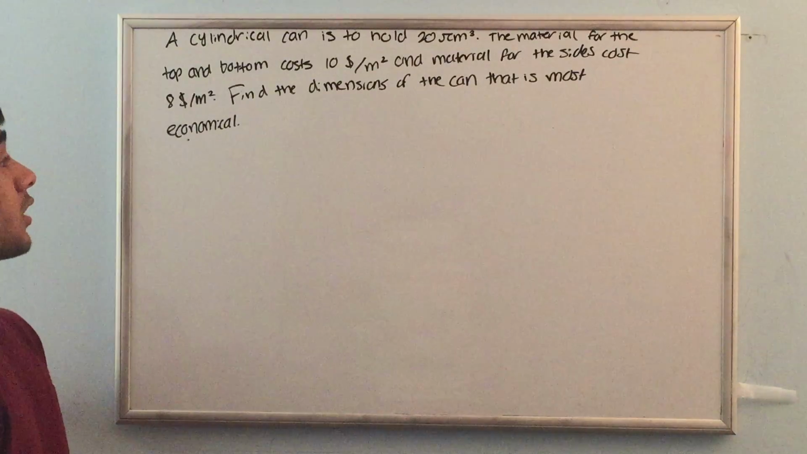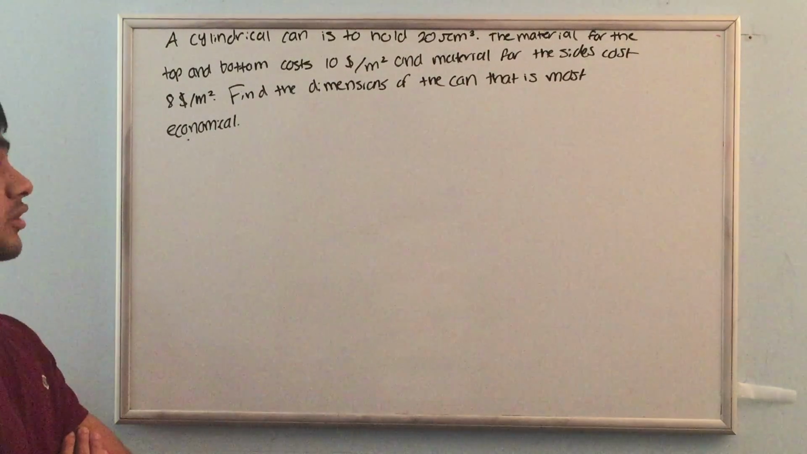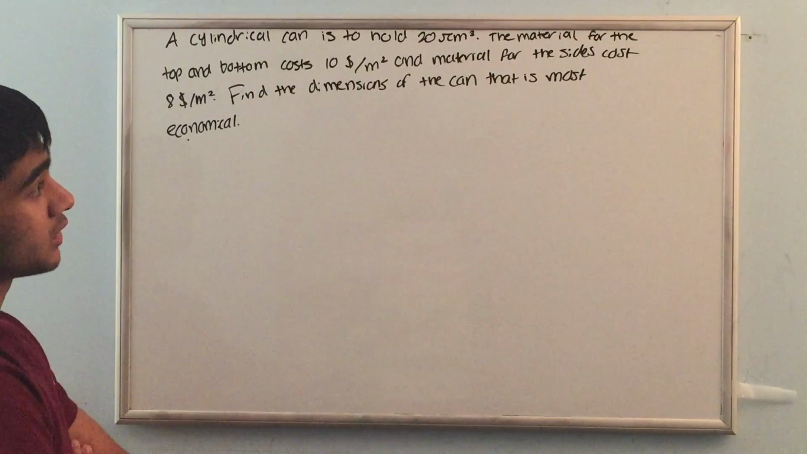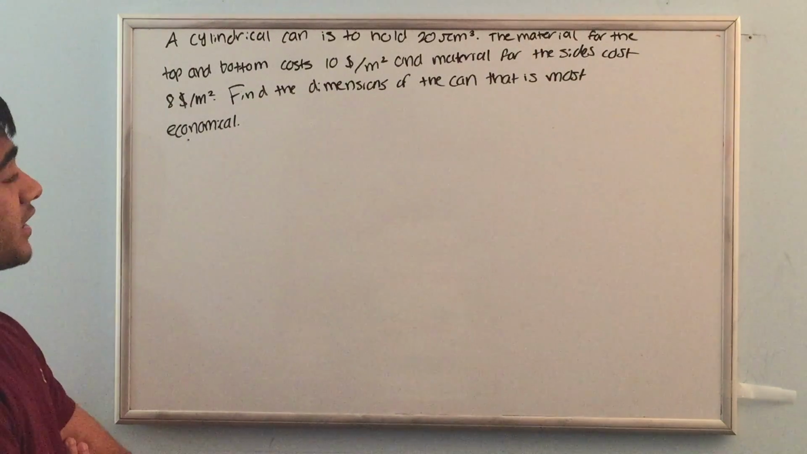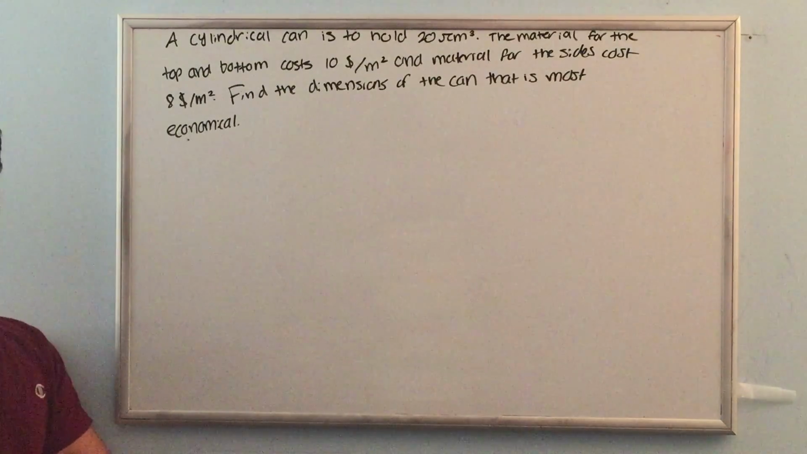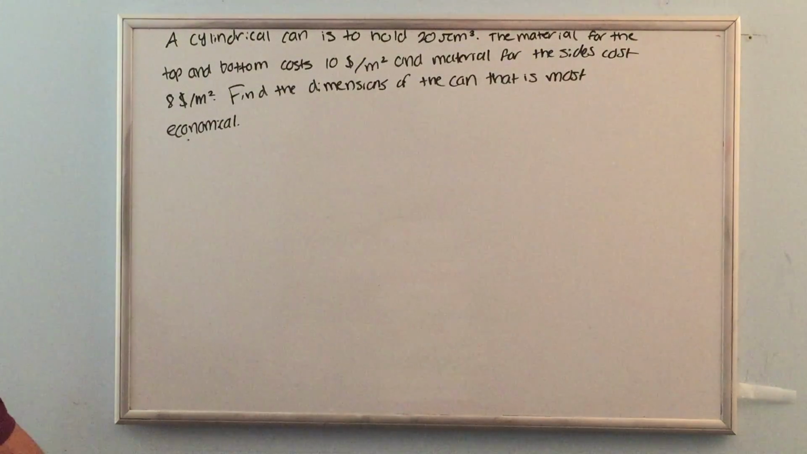In this video, I just want to do another optimization problem, and the problem we have today is a cylindrical can that is to hold 20 pi meters cubed. The material for the top and bottom costs $10 per meter squared, and the material for the sides costs $8 per meter squared. Find the dimensions of the can that is most economical.